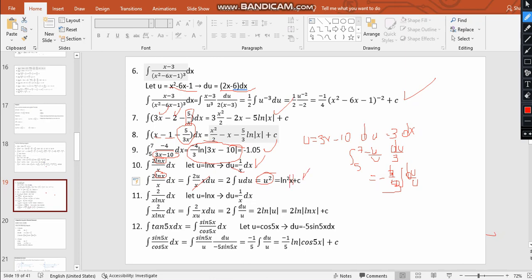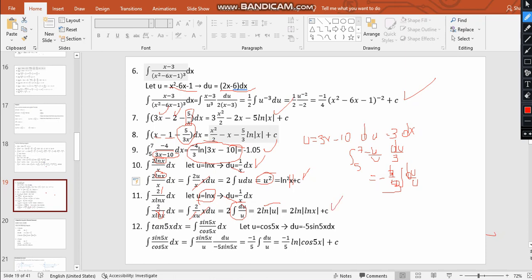Here let u equal ln x, because it's in the denominator. Du is 1 over x dx. So you're going to get 2 over u, and dx is x du. The x and x cancel out. So it's du over u. And the integral of du over u is ln |u|. Since u is ln x, the answer is 2 ln |ln x|.